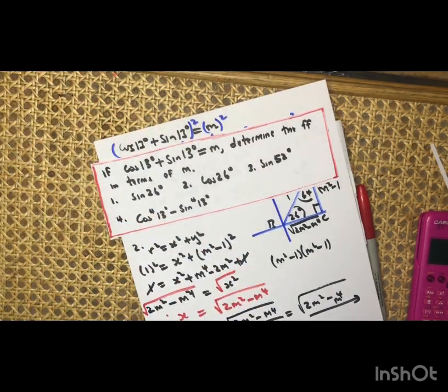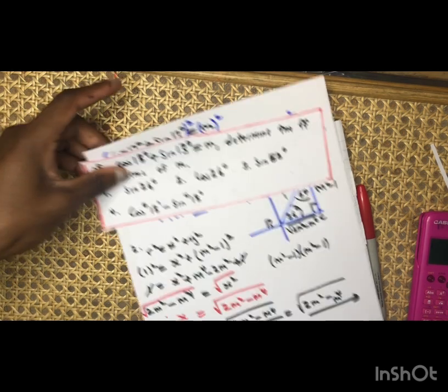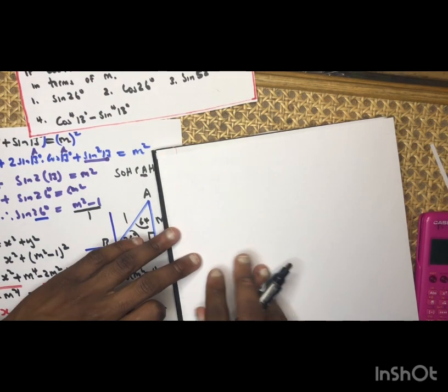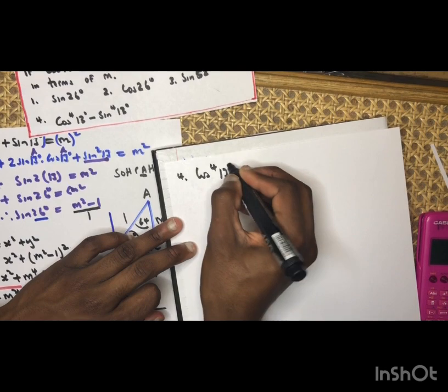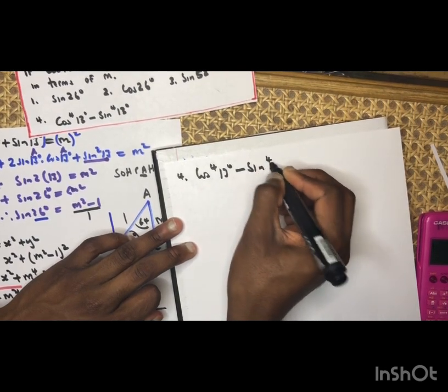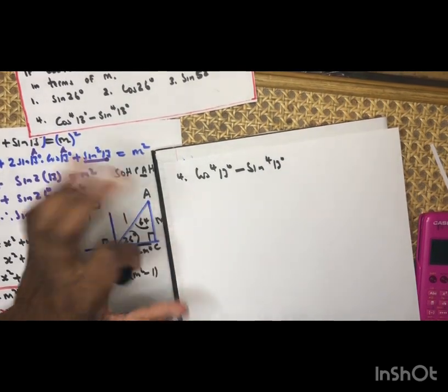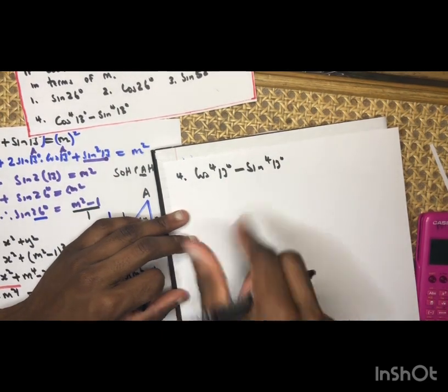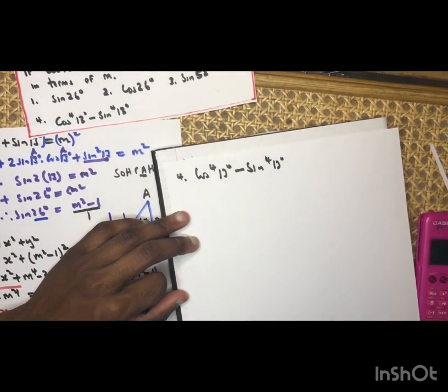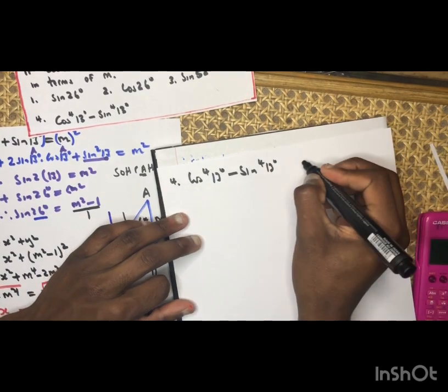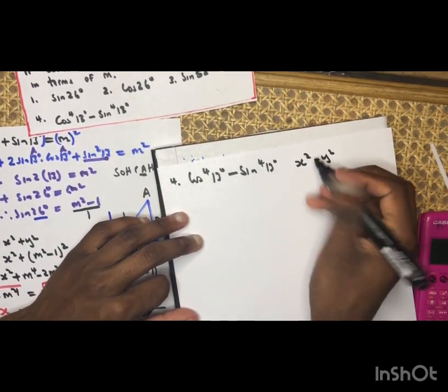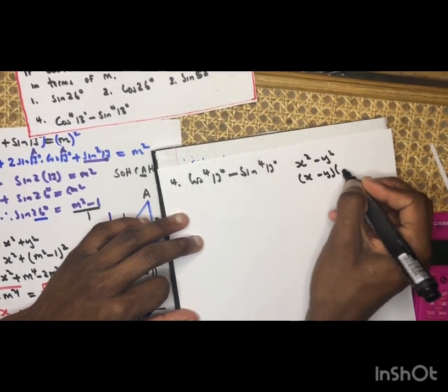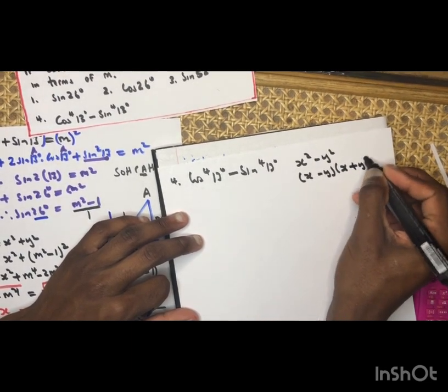They are looking for cos to the power 4 of 13 degrees minus sine to the power 4 of 13 degrees. Okay, guys. So whenever you are dealing with this trigonometry, you must remember your algebra. So remember, if I have x squared minus y squared, this is the difference of two squares. So I can do x minus y and x plus y, right?